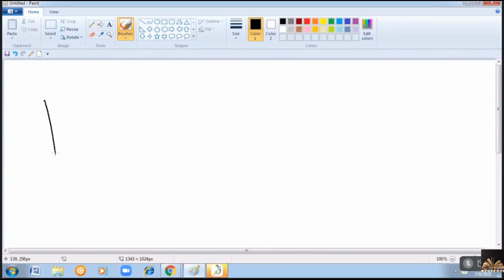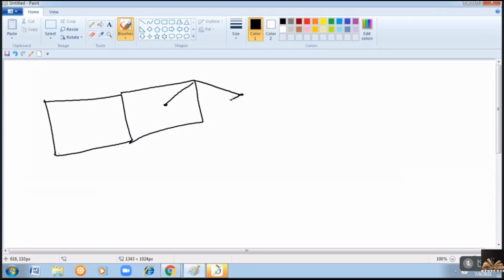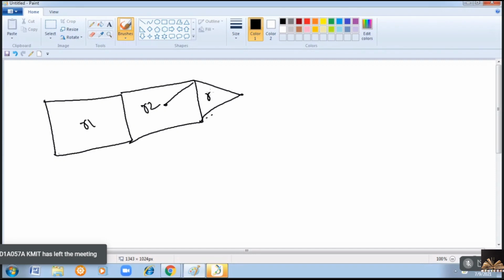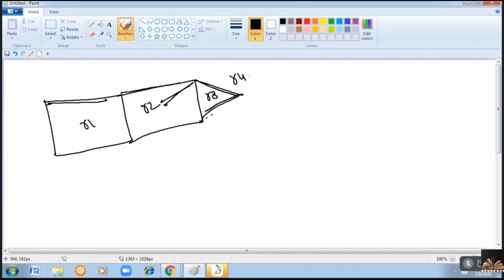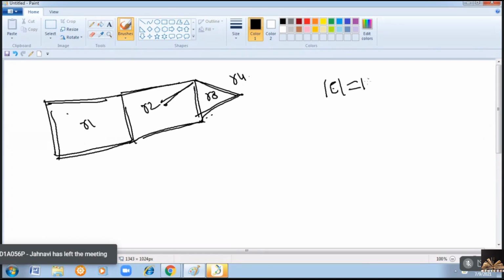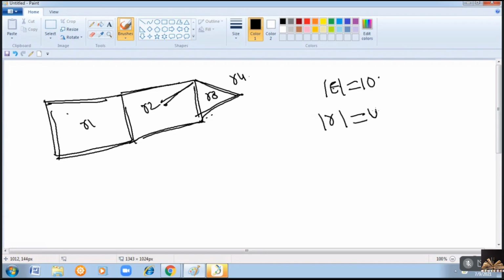Suppose consider the same previous graph. We'll see whether whatever the formula we have written is correct or not. We'll just check it. We have regions R1, R2, R3 and R4, right? Now how many edges we have? 1, 2, 3, 4, 5, 6, 7, 8, 9 and 10 edges are there. Number of edges are 10, right? So how many regions we have? Number of regions are 4 regions, right?